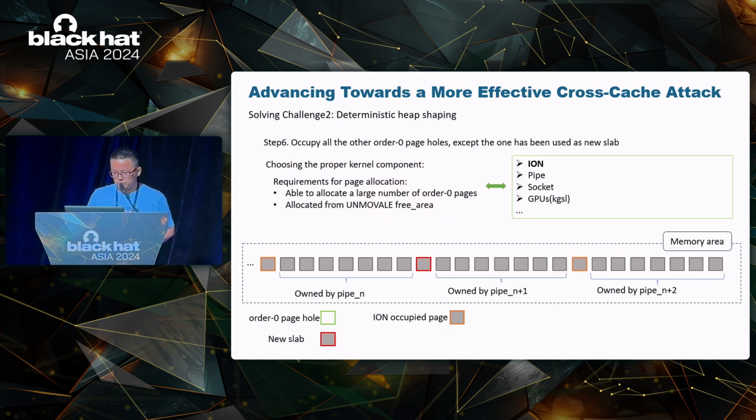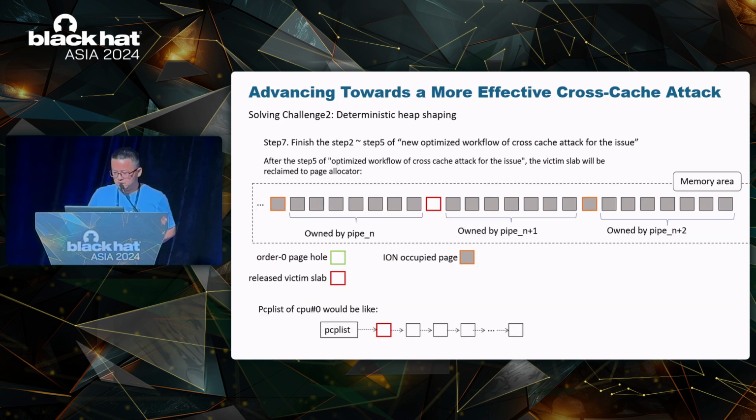In step 6, we occupy all the other order 0 page holes. This time we choose ion to do the page allocation. And the memory area would be like this. No more page holes left in the memory area. In step 7, we need to finish the step 2 to step 5 of the new optimized workflow of cross-cache to discard the victim slab. As you can see, the page of victim slab has been reclaimed to page allocator.